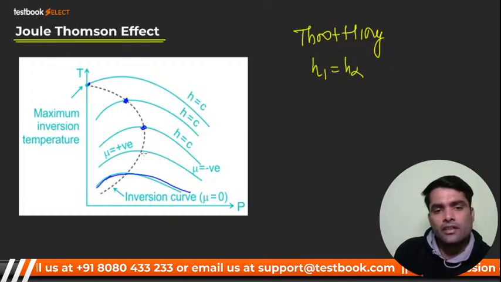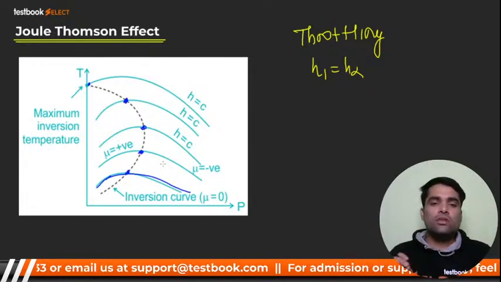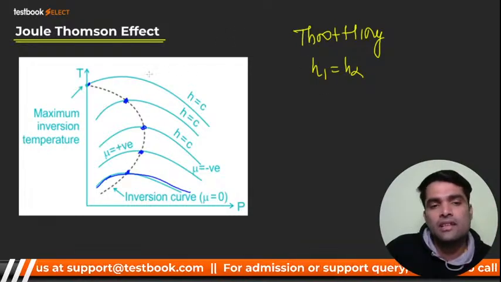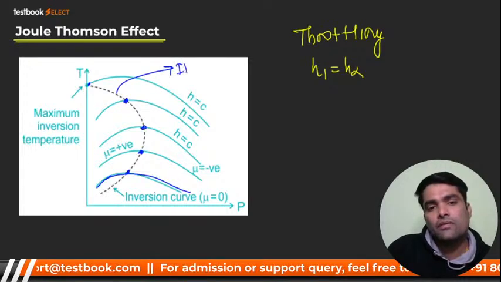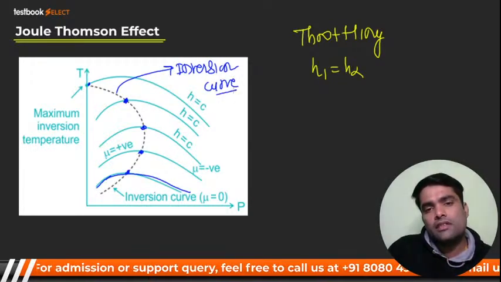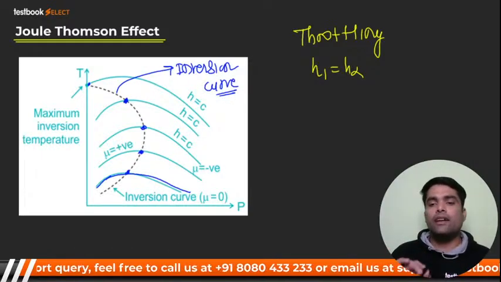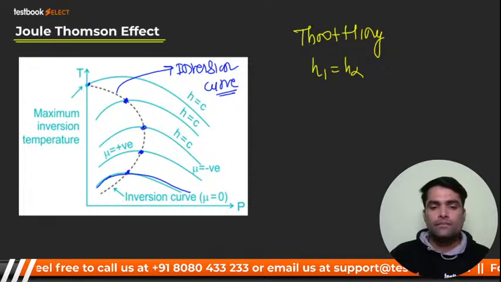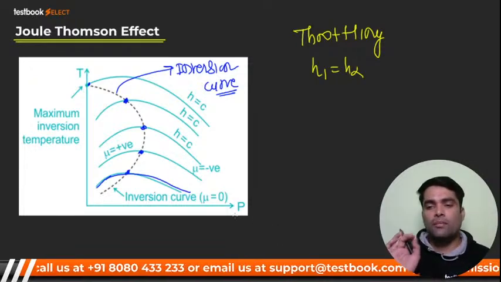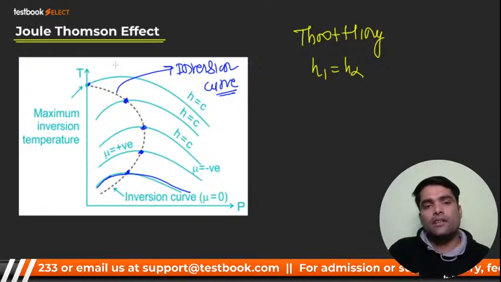So definitely, when these points are joined, they will form a curve, and that curve is nothing but the inversion curve. And the points are known as inversion points. What are those points called? Inversion points. I repeat, those points are known as inversion points. And this is how you get the Joule-Thomson coefficient effect.